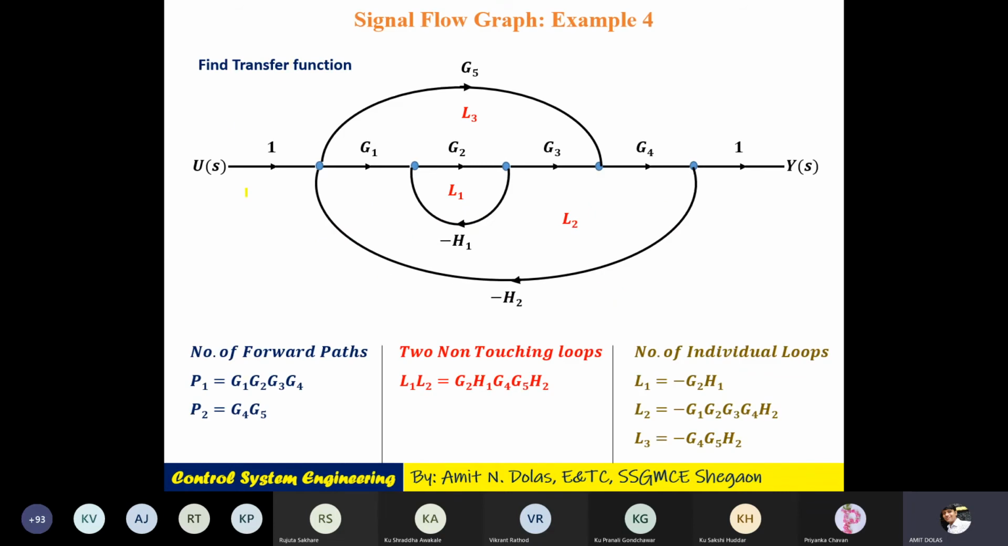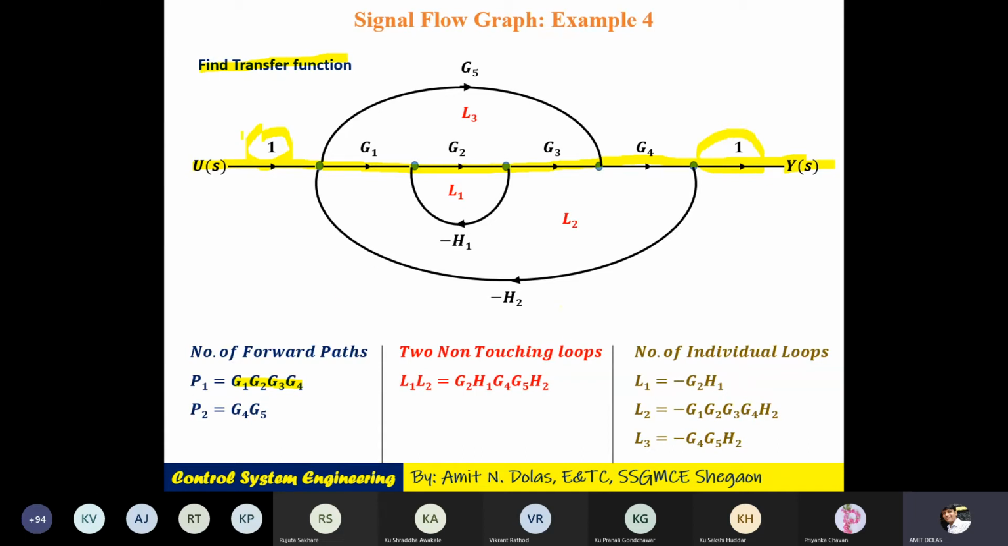Here is one of the examples. Find the transfer function. This is the given diagram, of course. Go for the forward path. Starting from input, going through G1, G2, G3, G4 and 1 towards output. There is one path that is G1, G2, G3, G4. Multiplying by 1 doesn't matter, it remains G1, G2, G3, G4.